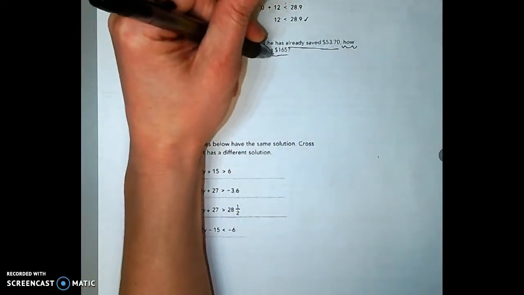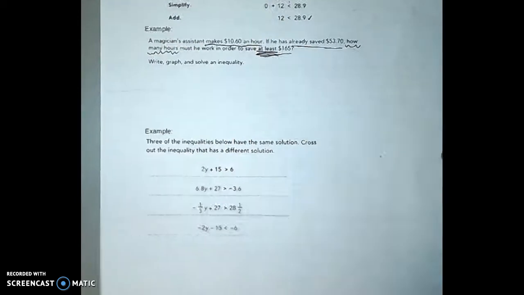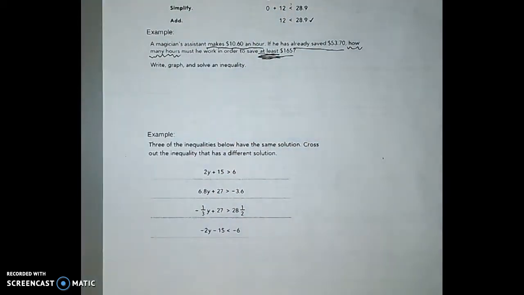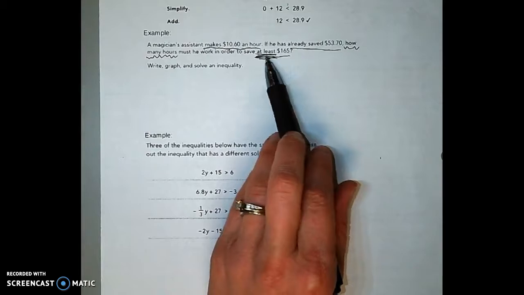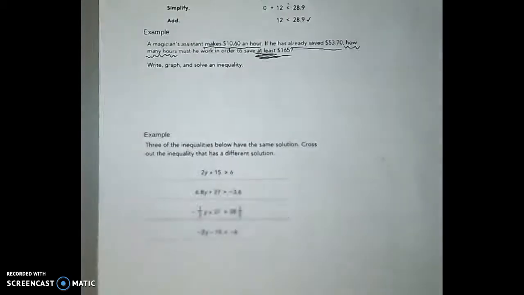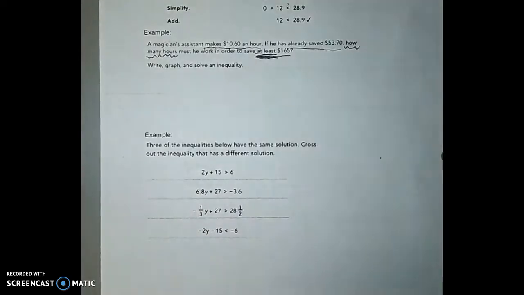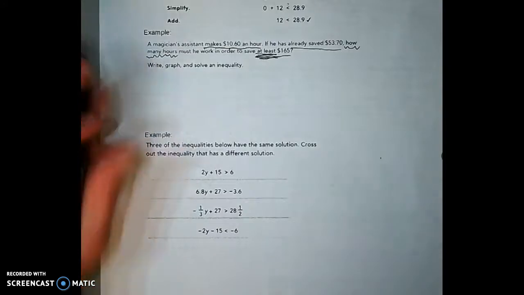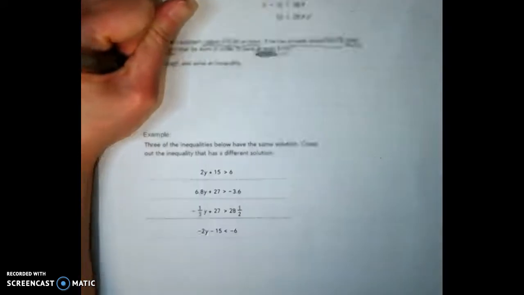And if you see that keyword at least, that right there tells us that 165 is going to go by itself because that's next to our words for an inequality, at least. Now to start off with, we always want to define our variable. So in this case, since we're finding the number of hours, I'm going to call h my hours.